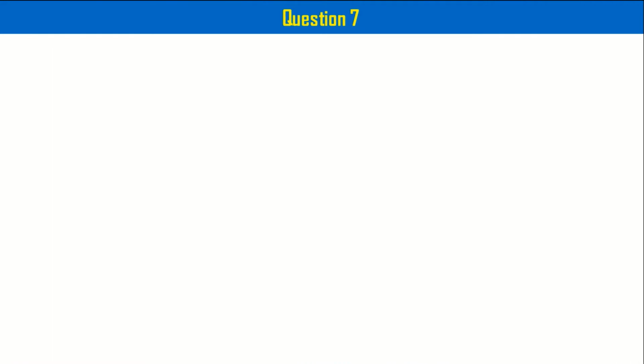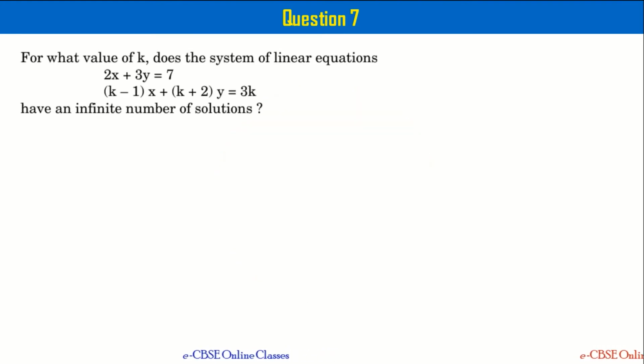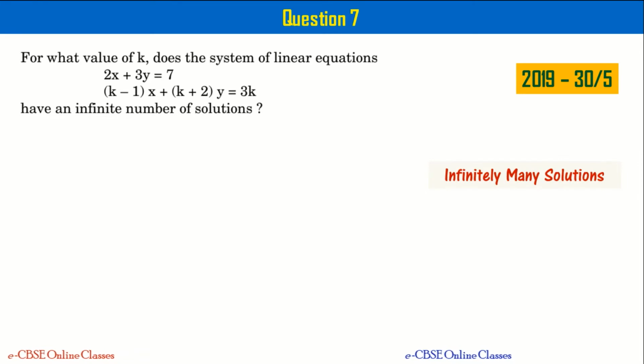Let's go to the next question, that is question number 7. For what values of k does the system of linear equations 2x + 3y = 7 and (k - 1)x + (k + 2)y = 3k have an infinite number of solutions? It is similar to the previous question. You want to have infinitely many solutions.